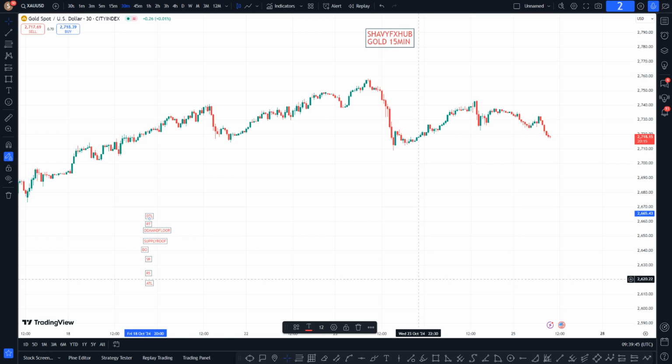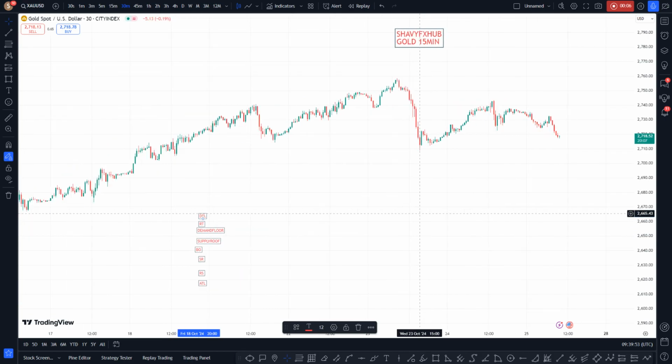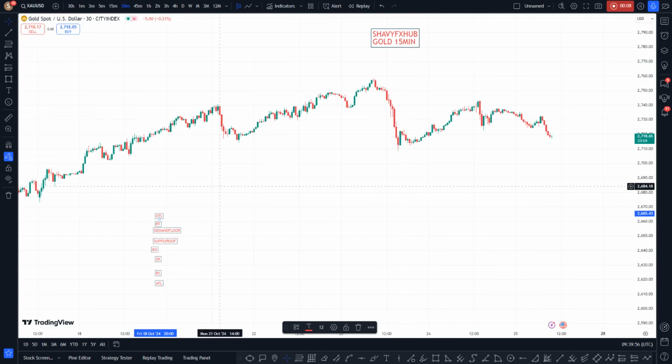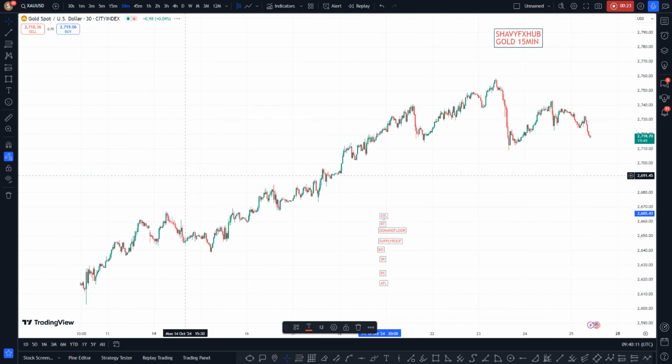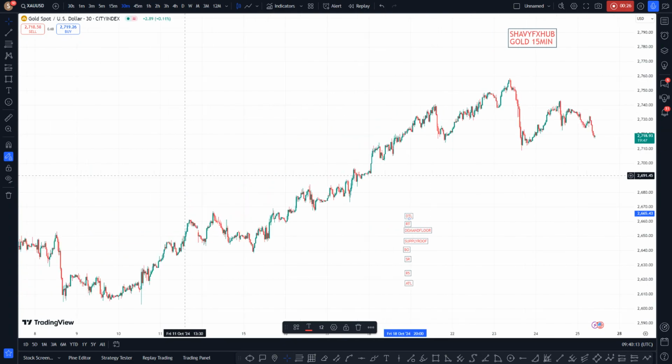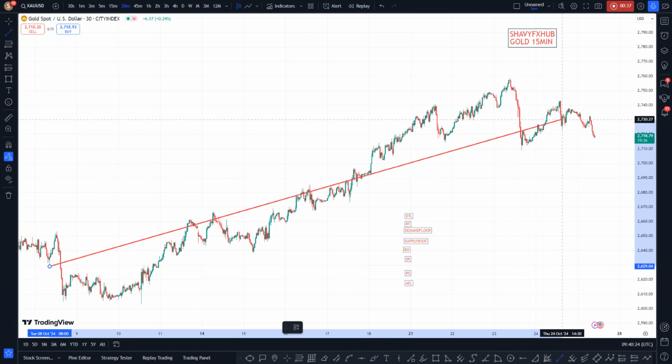On 15 minutes, Shavyfxhub want to share an idea on a possible direction of ACU USD using the 15-minute time frame. We like to look at the current price movement and look into the structure to see if there is anything we can find on 15 minutes. All we are looking for is evidence. We have a support structure here, resistance structure, resistance structure. So let's dive quickly into the structure.